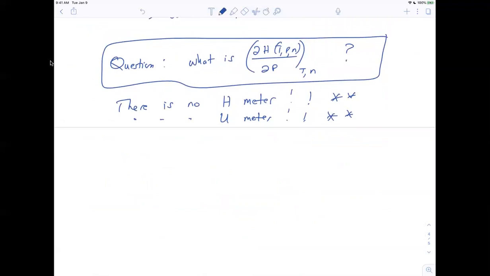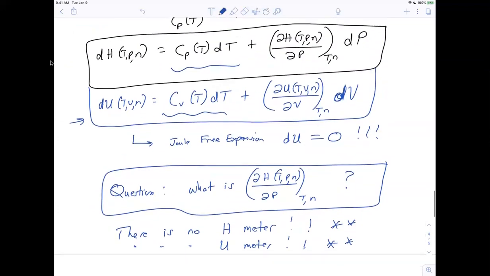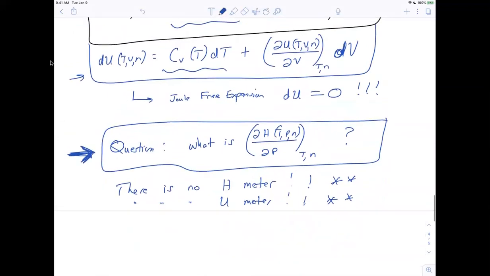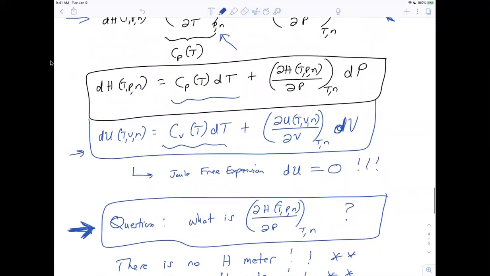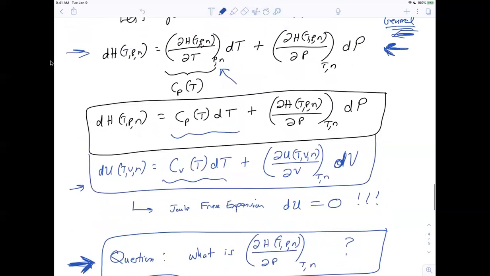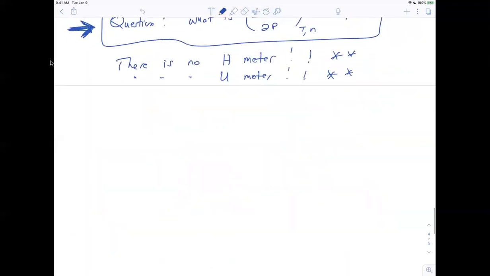So let's go back now and look at the Joule-Thomson experiment. Again, this is our very short-term purpose, to answer this question: what is partial of H with respect to P at constant temperature and N? And that's this term right here in this very general expression. So that's what we're after here. So the Joule-Thomson experiment.